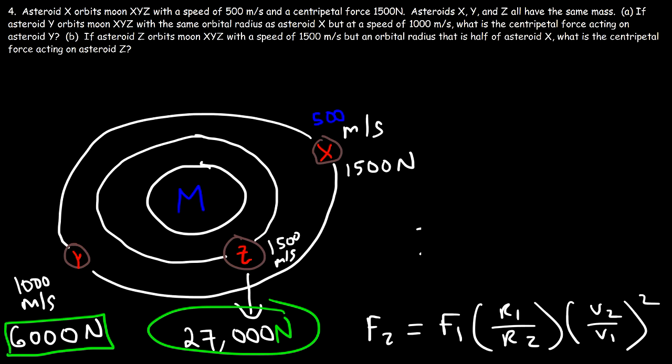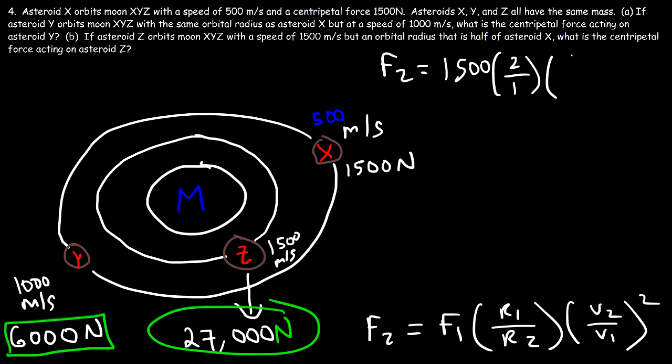So now let's plug in the values that we have. So F1, that's the original force for asteroid X, that's 1500. R1, we don't have a value, so we're just going to plug in 1. R2 is half of R1, so it's 1/2. Or you could say if R1 had a radius of 2, R2 is going to have a radius of 1. If R1 has a radius of 4, R2 is going to have a radius of 2. Either case, the ratio of R1 to R2 is going to be 2.